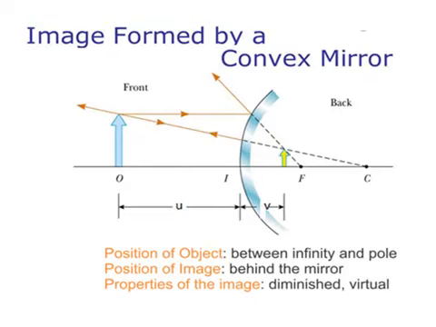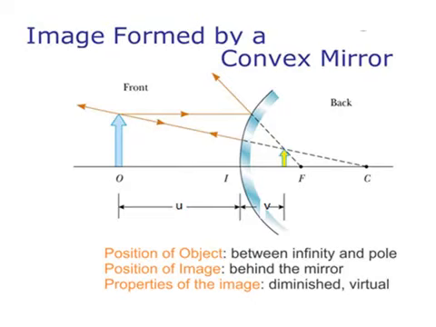So here is the image formed. When the object is placed between infinity and the pole, the image is formed behind the mirror. And what is the quality of the image formed here? It is upright, and since it is formed on the right side, it is virtual. Comparing the height, it is diminished. So the properties of the image are diminished, virtual and upright.